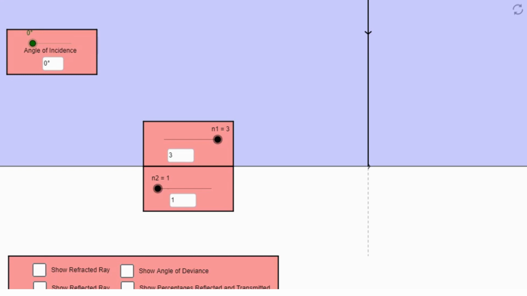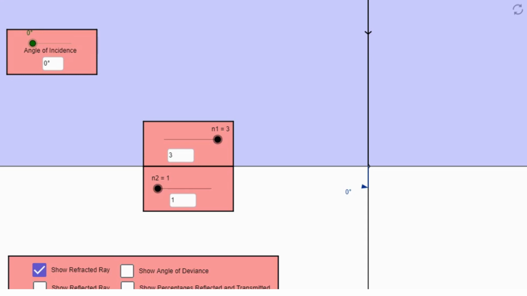Now here we are considering the angle of incidence with respect to the normal as 0 degree. Let us see what would happen if it is passing along the normal. Is there any refracted ray or change in the direction of the ray? We will see. So when the angle of incidence is 0 degree, transferring from denser to rarer, we observe there is no deviation. So there is no change in the direction of the light ray.